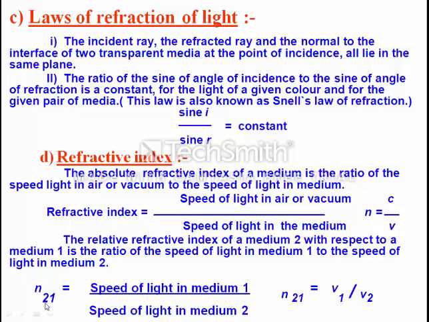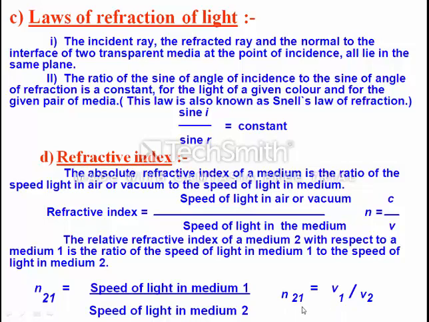In this relative refractive index, it is not air or vacuum; both are media. Suppose one medium is liquid and the other is glass, and their refractive indices are different from each other. Then what will be n21, the relative refractive index of medium 2 with respect to medium 1? It will be n21 is equal to v1 by v2. If it is n12, that is v2 by v1.